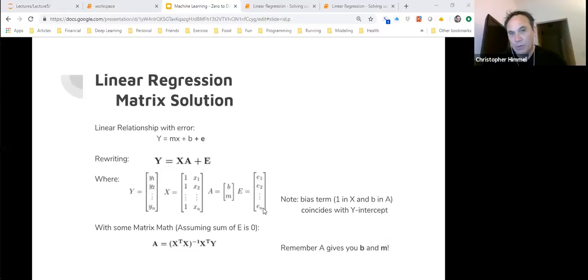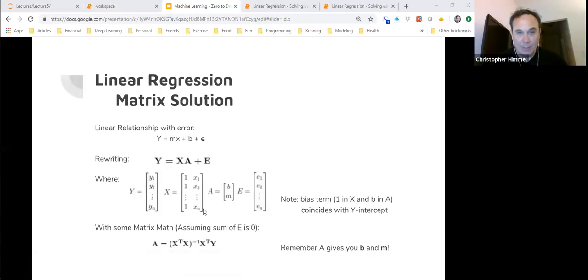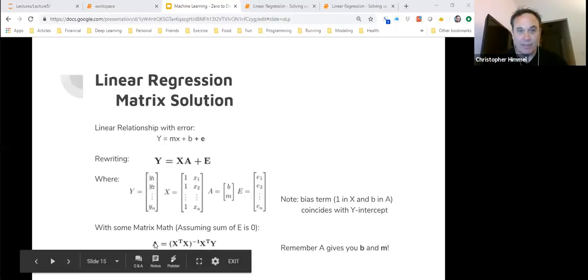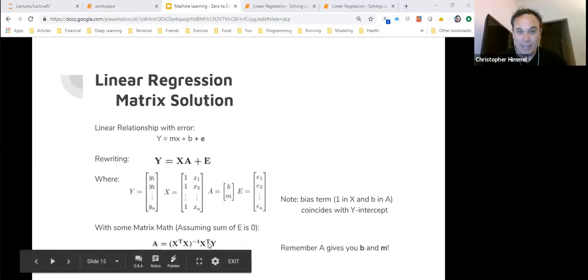Okay, so if we assume that all of the E's sum up to be 0, we can rewrite this and solve for A. And this is how you would do it using matrix mathematics. I'm not going into the mathematics of it. It's pretty complicated, but basically this is what you have to do. You take y, you multiply by this matrix transposed, so that it matches up and you can multiply it. And then you take x and multiply by x transpose. And then you take the inverse of that. Multiply by what we had before, and you end up with A.